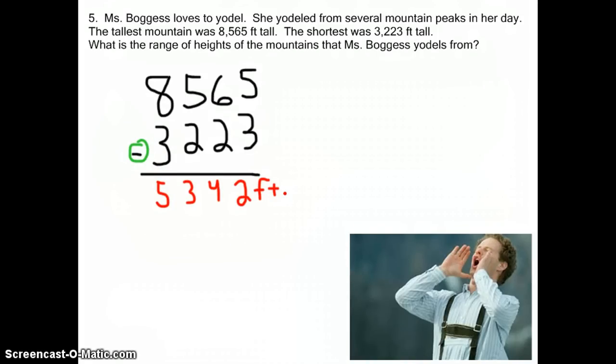So in this particular problem, we're just going to take the biggest mountain she ever went on, and then the smallest mountain she's ever been on, and to find the range, we just take the big number minus the small number, and we get 5,342 feet. Make sure you always label your stuff, so this is labeled as feet.